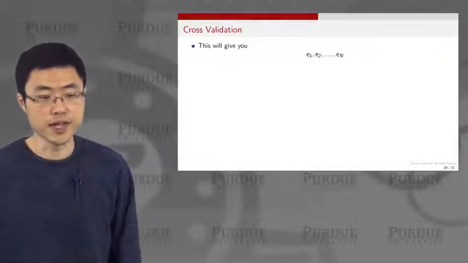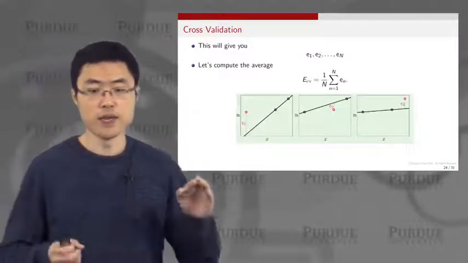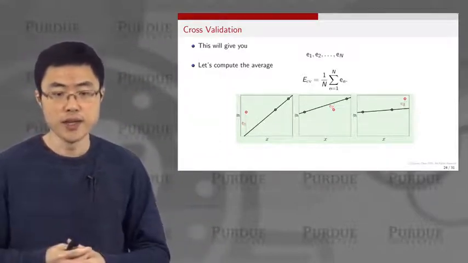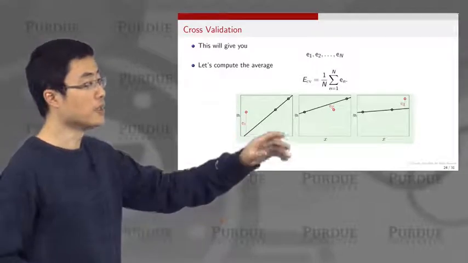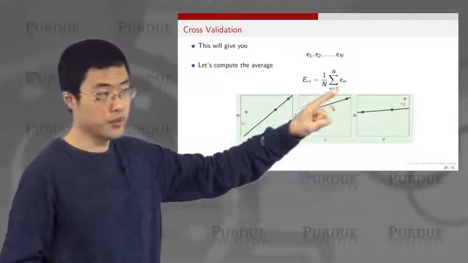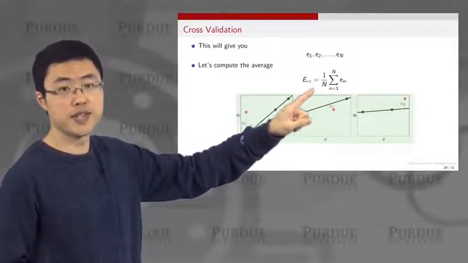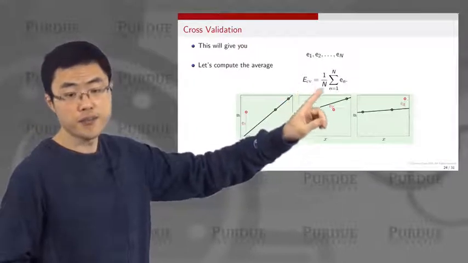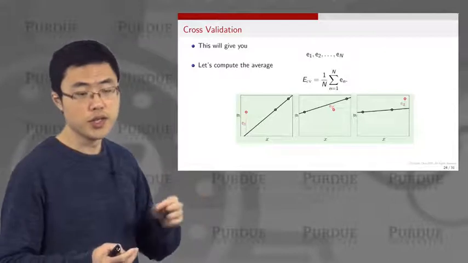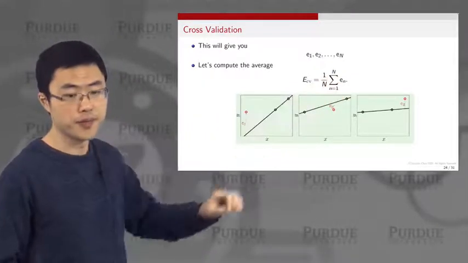So cross-validation says that you have a sequence of errors, e_1 through e_n, and then we want to compute a thing called the cross-validation error. The cross-validation error is defined as the average of all these individual errors. So you take the sum and divide by n, where n is the number of samples in your data set. I'm multiplying by 1 over n because I'm doing a leave-one-out approach. So at the end I have n of these errors.